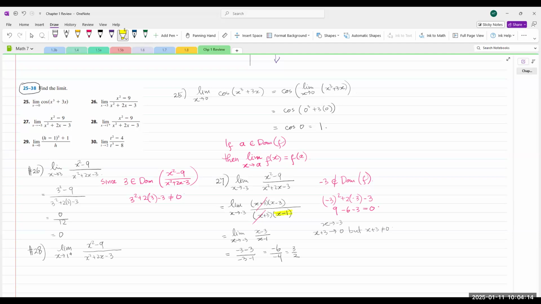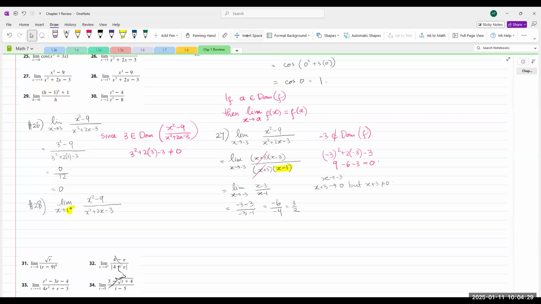But on the denominator, notice that the domain of the function is all real numbers except -3 and 1. So 1 is not in the domain, so we cannot do this directly. We cannot just plug it in. We need to do it a bit slowly. Keep the limit condition for now. We factor it.